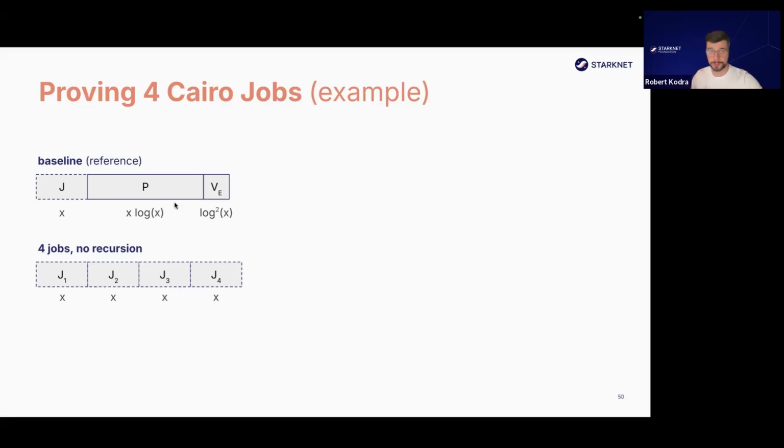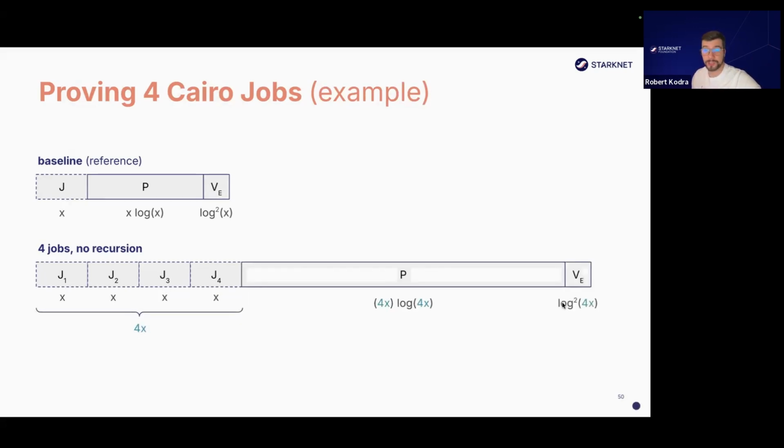So we'll try to explain the baseline. Here we have the Cairo job, where X denotes the number of steps required to execute that Cairo job. Then we have the prover, which is quasi-linear time, X log X. And then we have the verifier on Ethereum, which is polylogarithmic time. We plug in the formula, so on Ethereum we have log squared of 4X. Again, don't delve too much into these functions; this is just to illustrate the logic behind it.